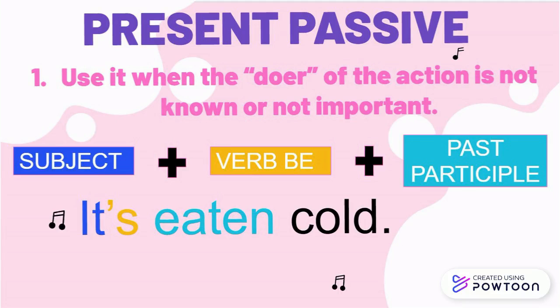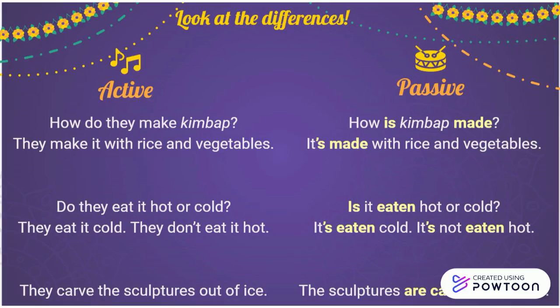Talking about present passive, we use it when the doer of the action is not known or this is not important. So we can mention it or we cannot mention it, no problem. We use a subject, we use the verb to be all the time. In this case, we use present, is or are for plural. And we need to remember the past participle of the verb because we are going to use the past participle.